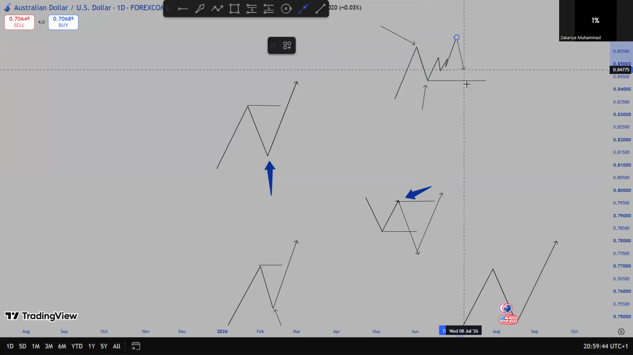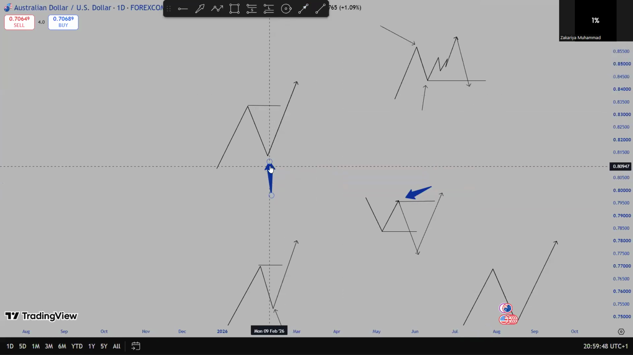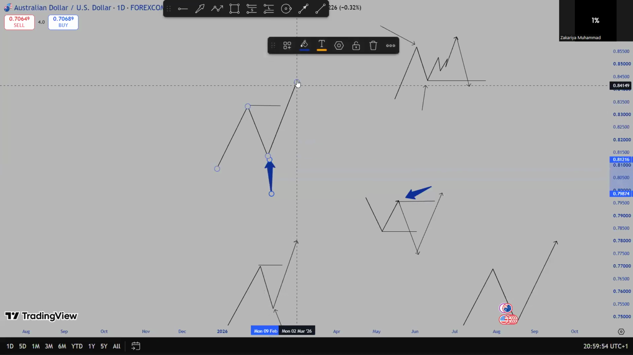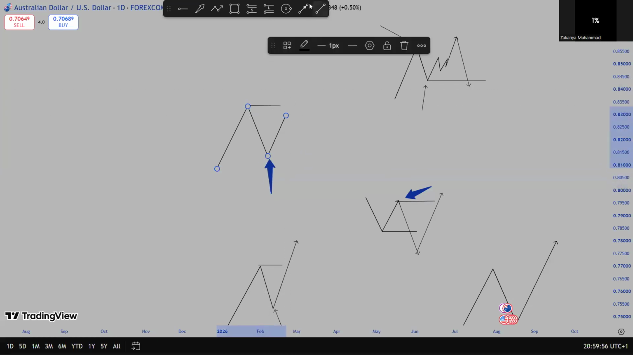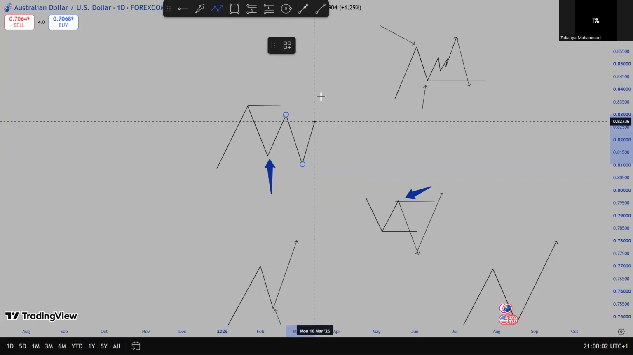That means it could become liquidity. It's a weak low. This low is supposed to break structure to the upside. If it does that, this low becomes strong. But if it could not break structure and price comes back from there, it will use that low as liquidity and then continue pushing up.